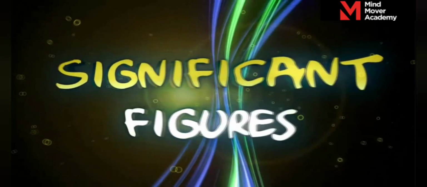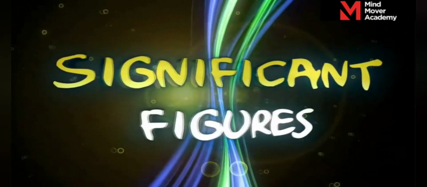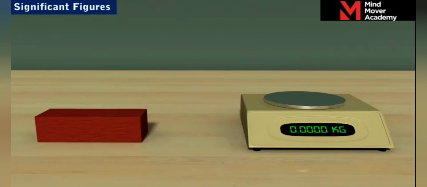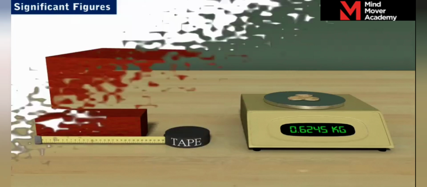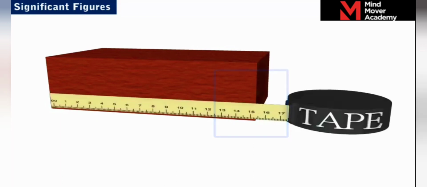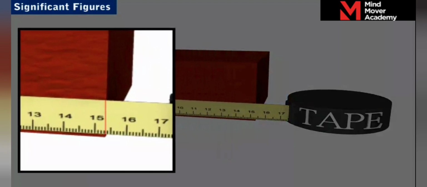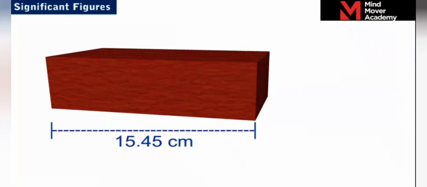In this module, we will be learning about significant figures. Whenever we measure the length or weight of an object, we note the measurement in the form of numbers. Here's a brick. Let's measure its length. Observe that the length is between 15.4 centimeters and 15.5 centimeters. Since we are not sure, we can say that the length is approximately 15.45 centimeters.